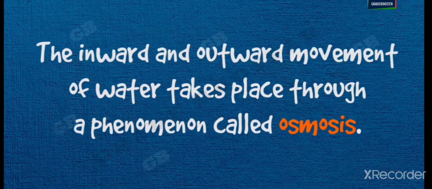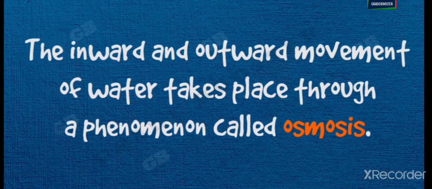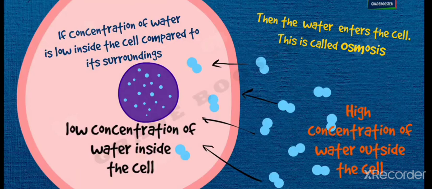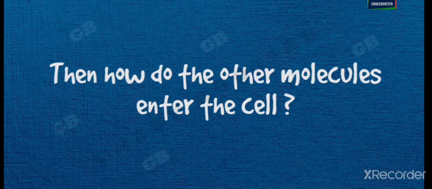The inward and outward movement of water takes place through a phenomenon. The name of the phenomenon is osmosis. Here the water enters the cell. How? Because the concentration of water outside the cell is more as compared to inside the cell. So here also, the movement of water molecules from high concentration to low concentration happens through the osmosis process.